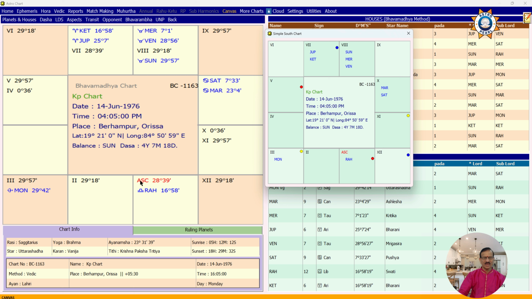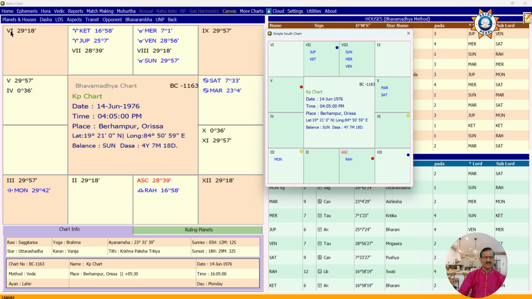This is a Bhava Chalita chart which is through the South Indian system. Ascendant is clearly marked as 28 degrees 39 minutes, and Rahu is at 16 degrees, though both are in Libra only, Tula Rasi. But if you can see, Rahu is behind, and here the movement is clockwise. Very easy to understand that Rahu is behind this ascendant. After this we'll move here, here, here like this.